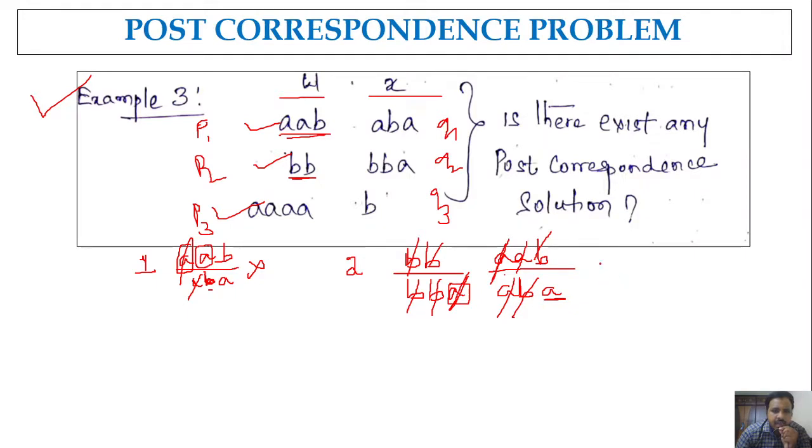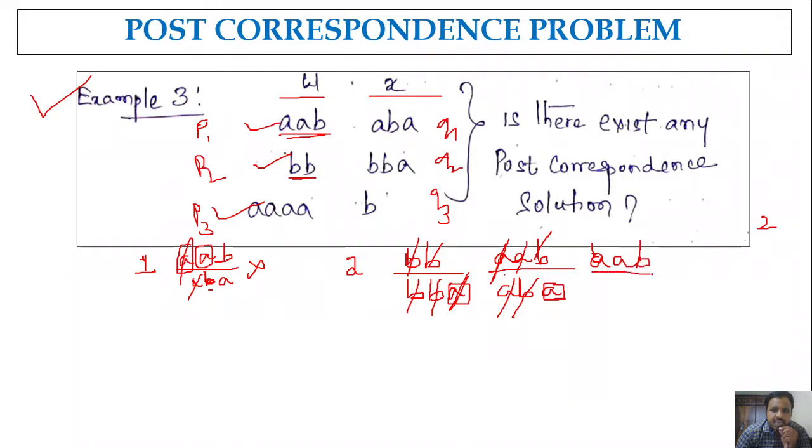Now if we select 2, what will happen? You will get B in the numerator part, but here we have A in the denominator part, so this will not match. So you could not take the sequence as 2. So you can continue with the sequence 1, that is A, A, B.